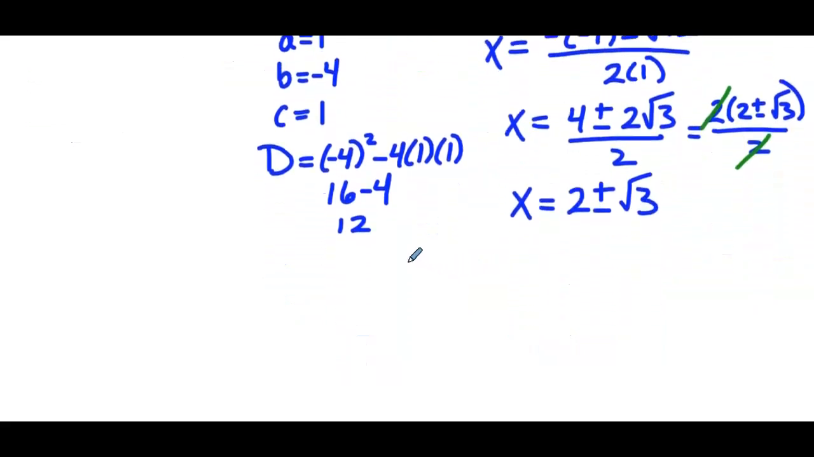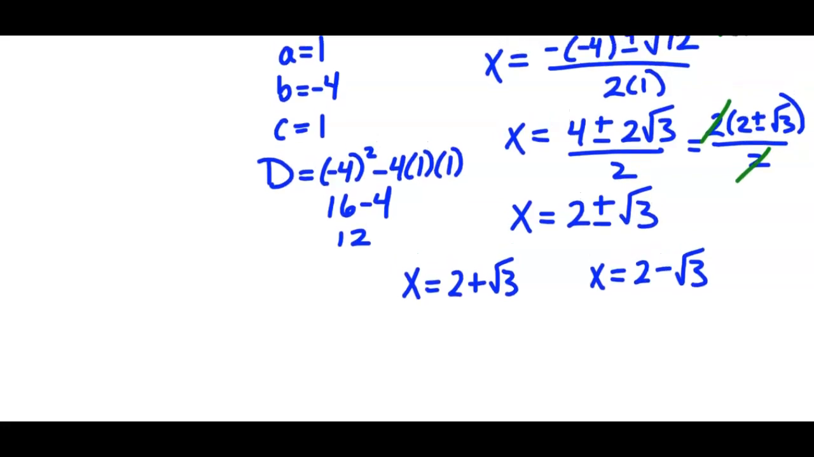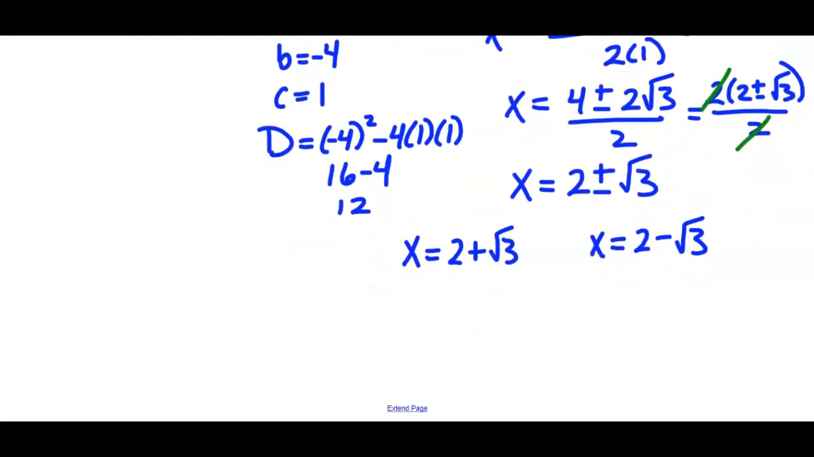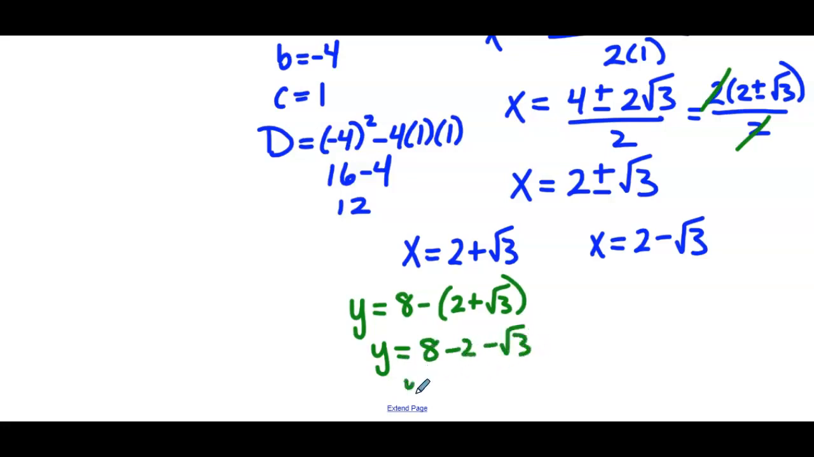Okay, so that means we have either x equals 2 plus the square root of 3, or x equals 2 minus the square root of 3. Now remember, we still have to find those y values. And y equals 8 minus x. So here y equals 8 minus, in parentheses, 2 plus the square root of 3. So y equals 8 minus 2 minus the square root of 3. So y equals 6 minus the square root of 3.